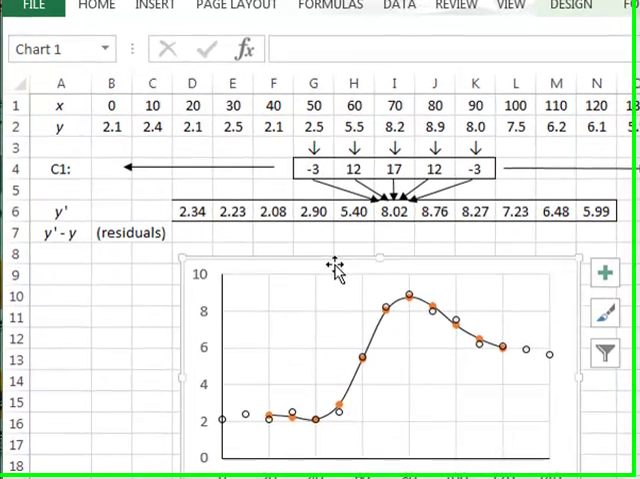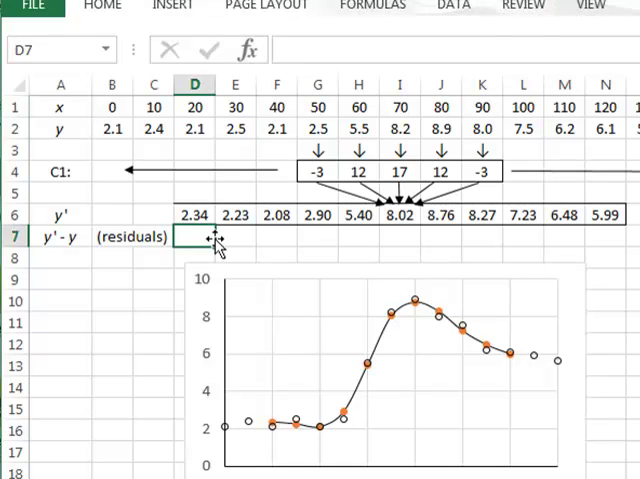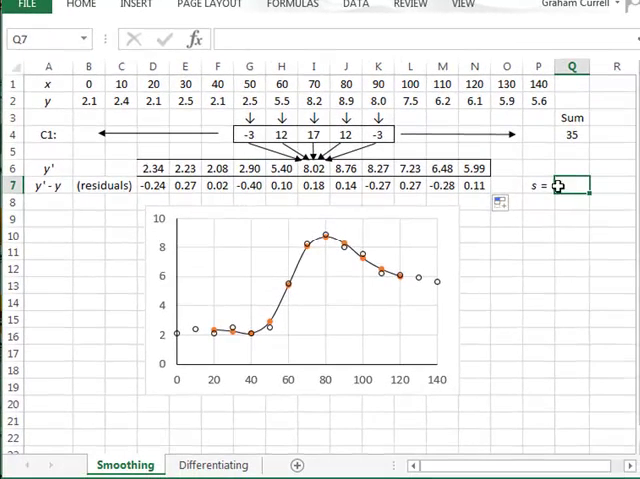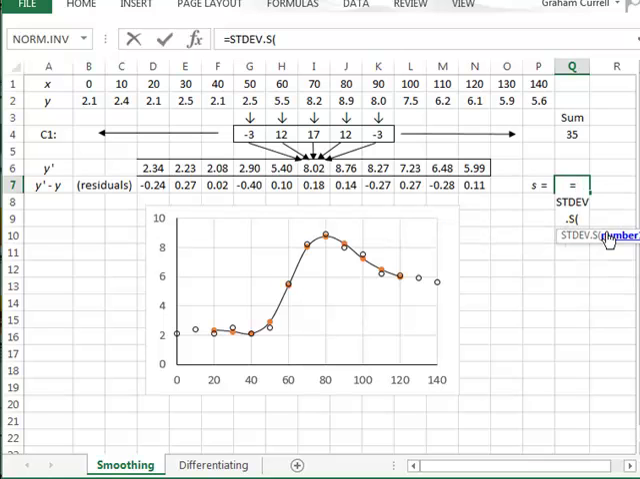We can also calculate the residuals at each of the data points. So in row 7, this is simply y minus y dash, which we can copy for all the other experimental data points. And then we can calculate the standard deviation by using the sample standard deviation function and highlighting the data range, to get a standard deviation of residuals of 0.244.